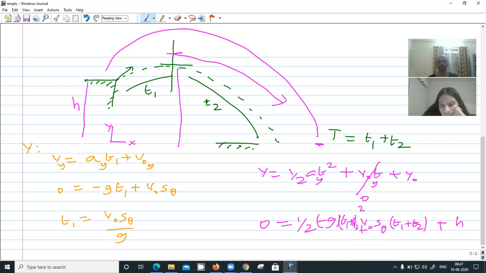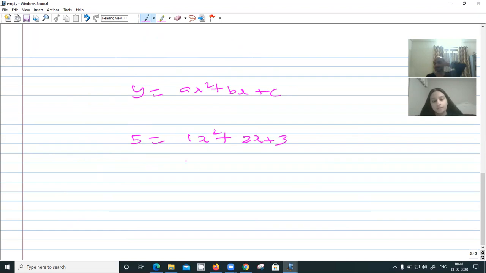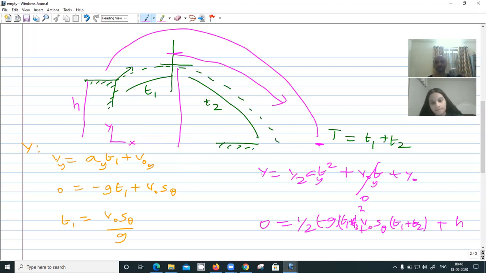You know how to solve a quadratic equation? Yeah, I could just put it in my calculator. Can you show me how to solve it by hand? Suppose I put y equal to 5 and a as 1. I would factor it. Yeah, so like that you can solve. From there I can get t1 plus t2.